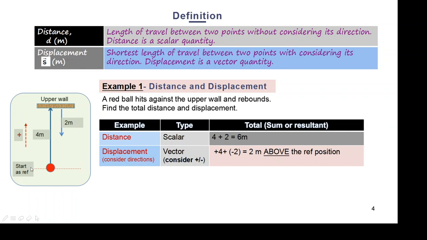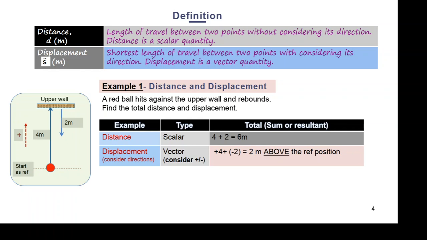Hence, we have to define what is called positive or negative. We always need to set the reference point. So upwards we call positive, downwards we call negative. So the displacement will be equal to plus 4 minus 2 equal to 2 meters above the reference point.